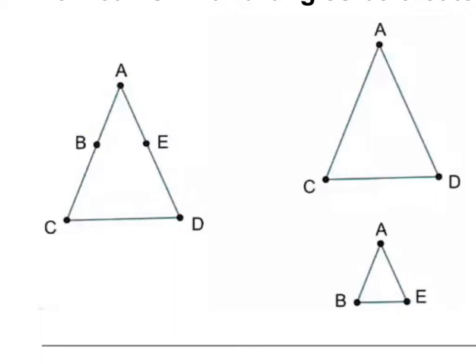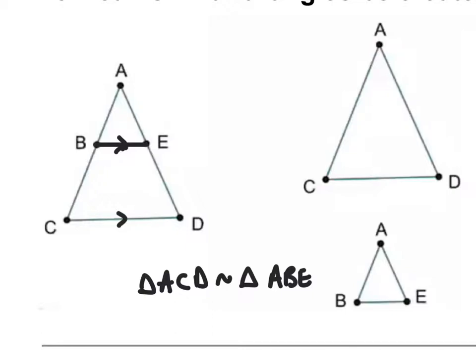ACD, okay? And then inside of that, let's say that I came along segment AC and segment AD, and let's say I plotted the points B and E. And let's say that if I were to connect those two points with a line, and let's say that line BE is parallel to CD, then what we can say is that triangle ACD is similar to triangle ABE, okay? And we'll talk about why that works.